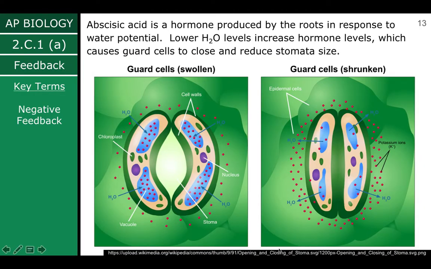So what can happen is these guard cells will actually open and close, and as you can see here, lower water levels increase hormone levels, which cause the guard cells to close to reduce the stomata size, which is this opening. So plants essentially can control if they're losing or allowing that loss of water in their cells, which is really amazing.